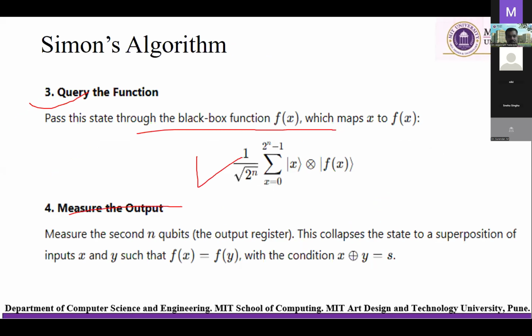Then at the end we will measure the output using the n qubits output register. This collapses the state to the superposition of the inputs x and y such that f of x is equal to f of y. Then the condition is x XOR y is equal to s.